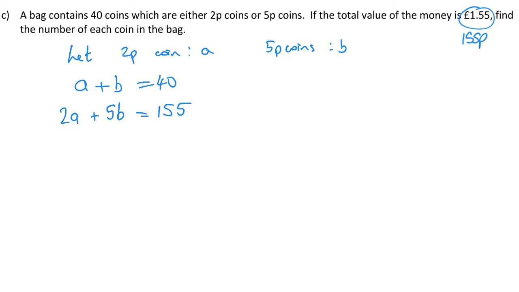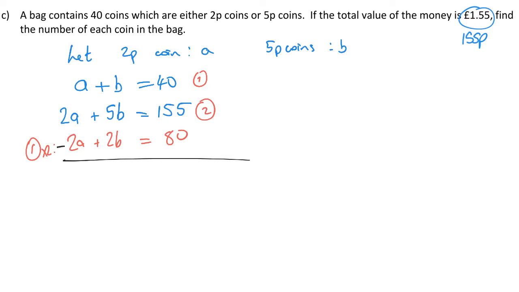So to get rid of an A or a B, if we multiply equation 1 by 2, we get 2A plus 2B equals 80. And if we subtract those two equations, 2A take away 2A is going to get rid of the A, and then what we're left with is 3B is equal to 75. If 3B equals 75, then B equals 25. So it would look like there are 25 5-pence coins.